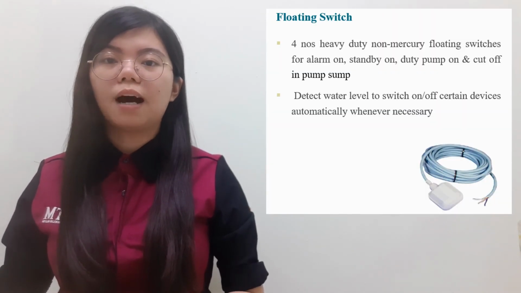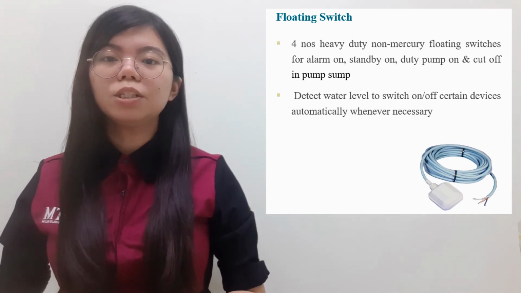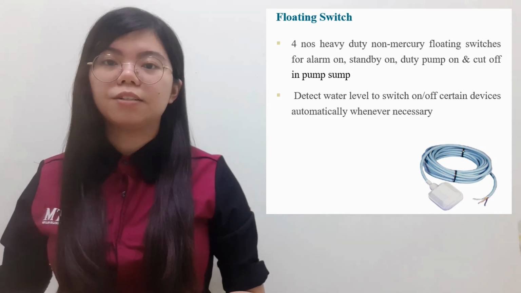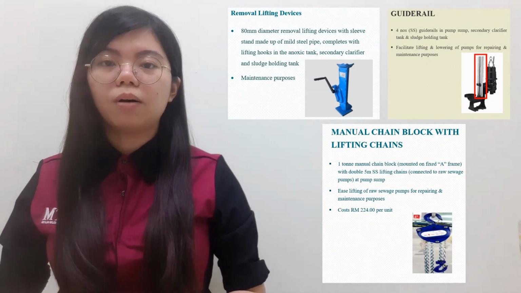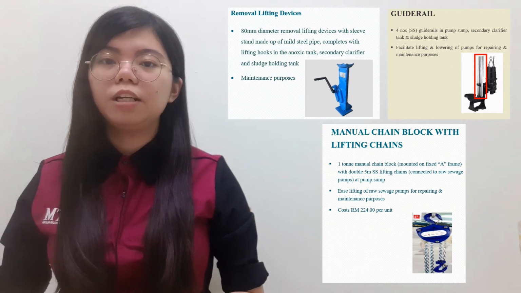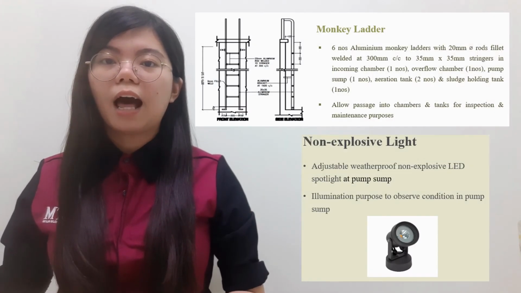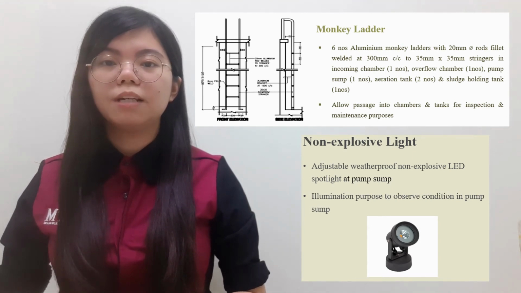Floating switches are used to detect the water level to automatically switch on or off certain devices whenever necessary. Manual chain block, lifting device, lifting chain, and guide rail are used to ease the lifting of pumps. Gratings as covers. Other fittings like monkey ladders and non-explosive light are also installed.